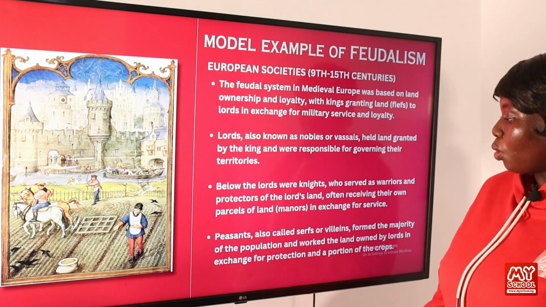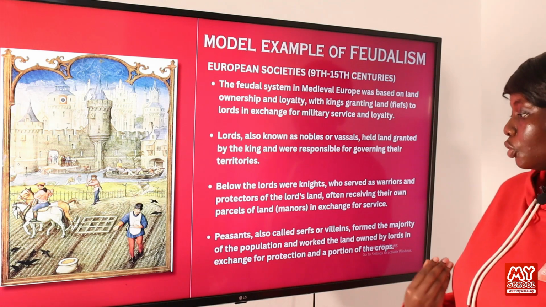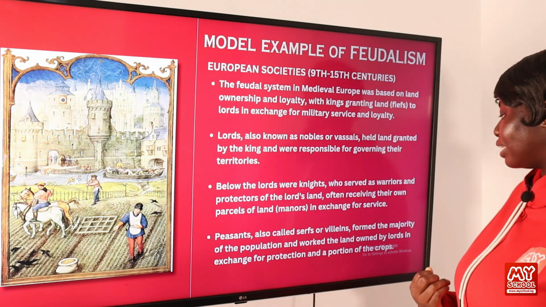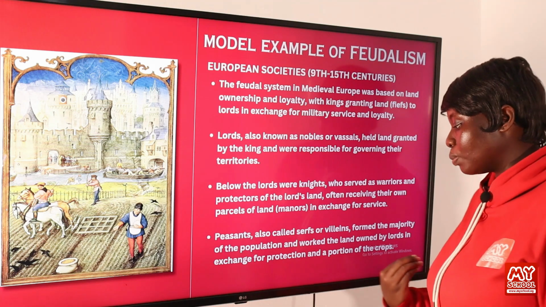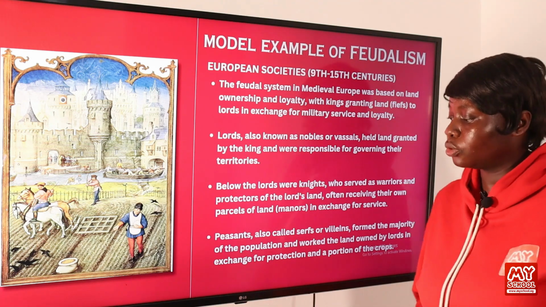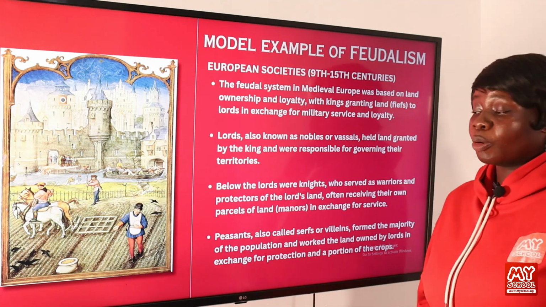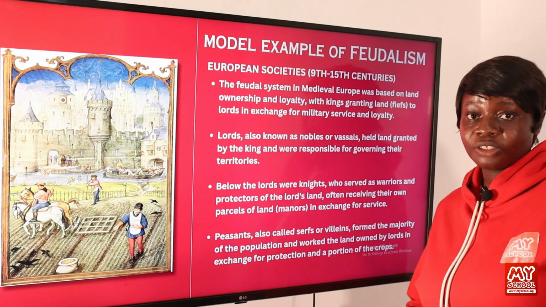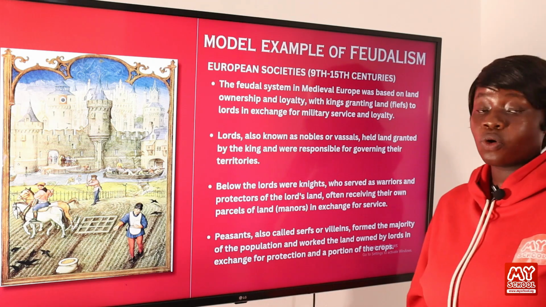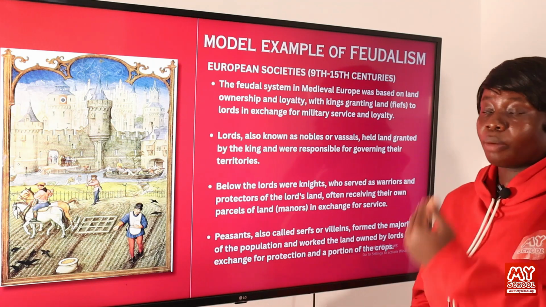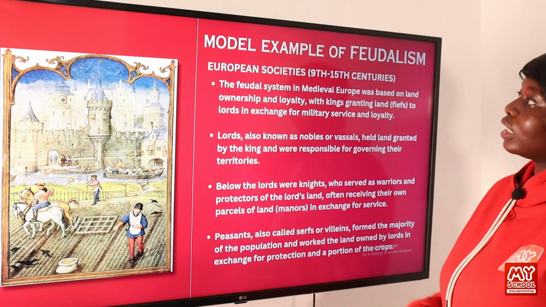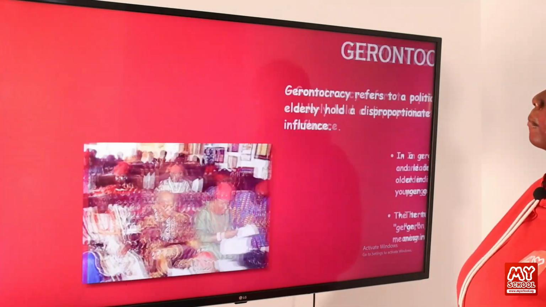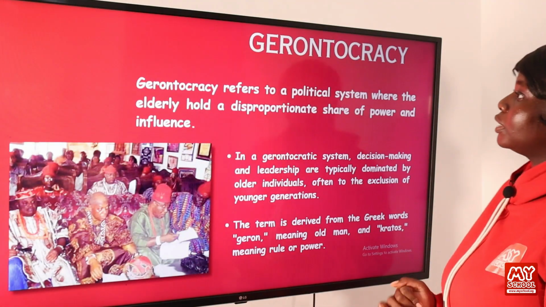Peasants, also called serfs or villeins, formed the majority of the population and worked the land owned by the lords in exchange for protection and a portion of their crops. So, the majority of the population are actually peasants or serfs, and they work for the lords and the knights who are above them. So now let's move on to another form of government, which is gerontocracy.